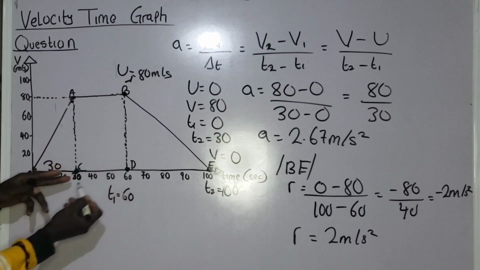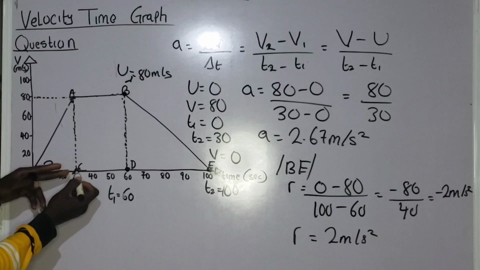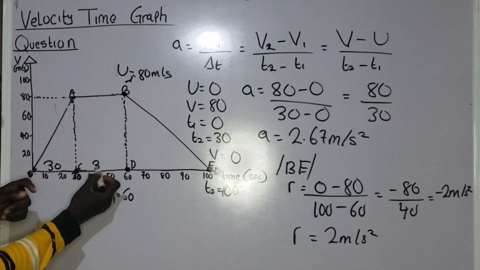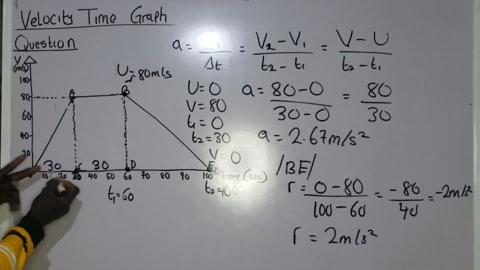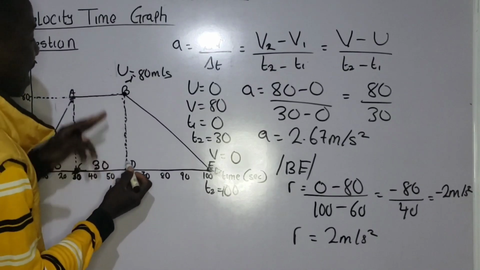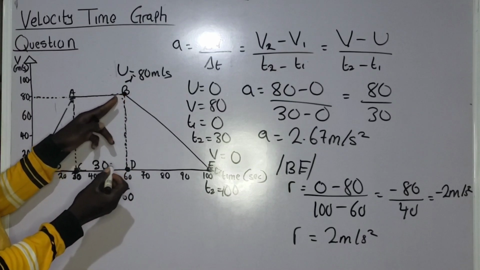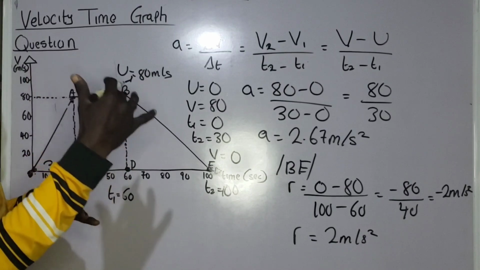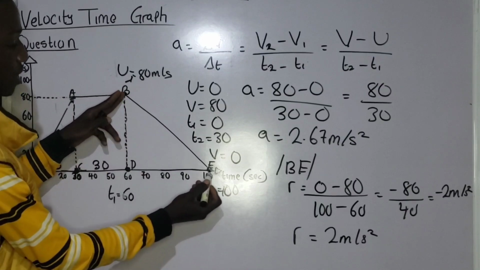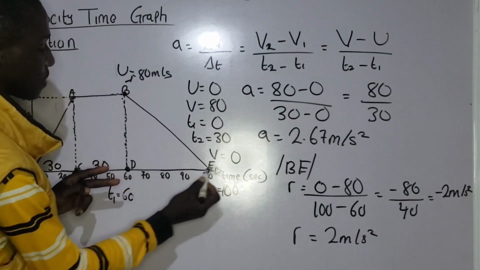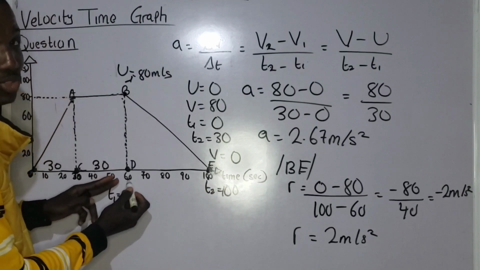So the time from this point to this point is what? 60 minus 30. You understand? That will be 30. Okay? So this is 30. From this point to this point is 30. Now, having reached this velocity, it then decelerates. Having undergone a constant velocity, it decelerates from this point to this point. Now, we need to know the time from this point to this point. That will be 100 minus 60.